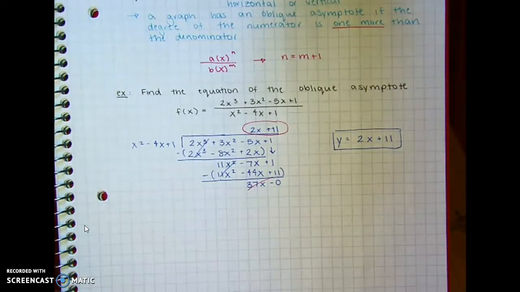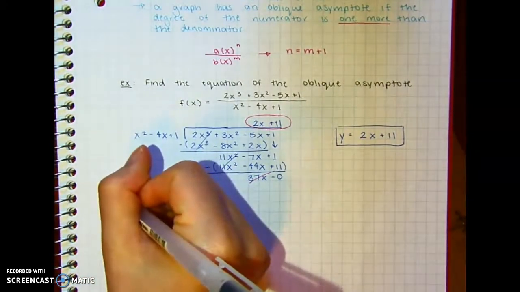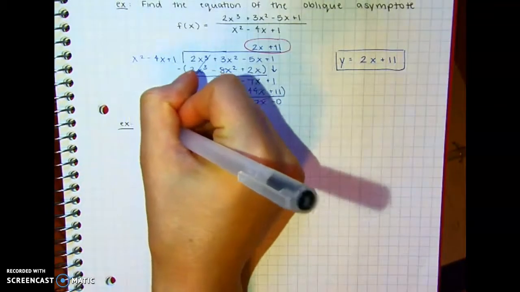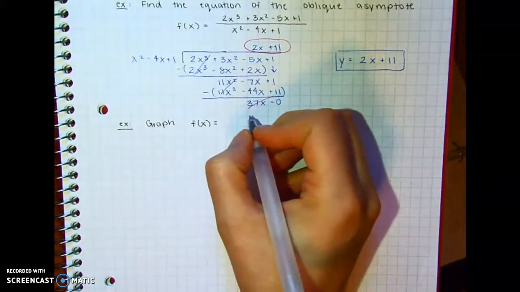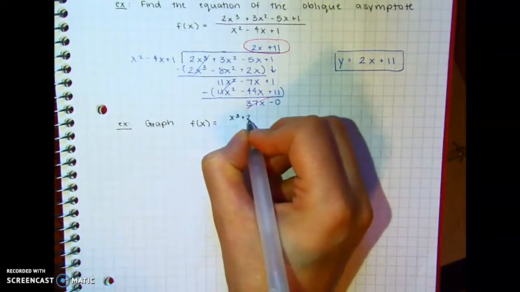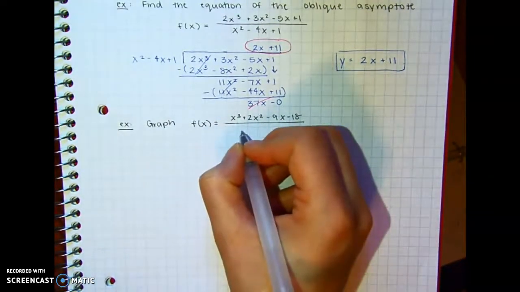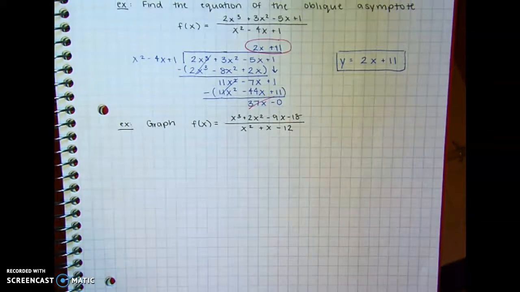All right, so let's try to do an example where we graph. Okay, so graph f of x equals x cubed plus 2x squared minus 9x minus 18 over x squared plus x minus 12. So we learned the other day we want to try to factor this as much as we can to see if there are any holes and if it simplifies.